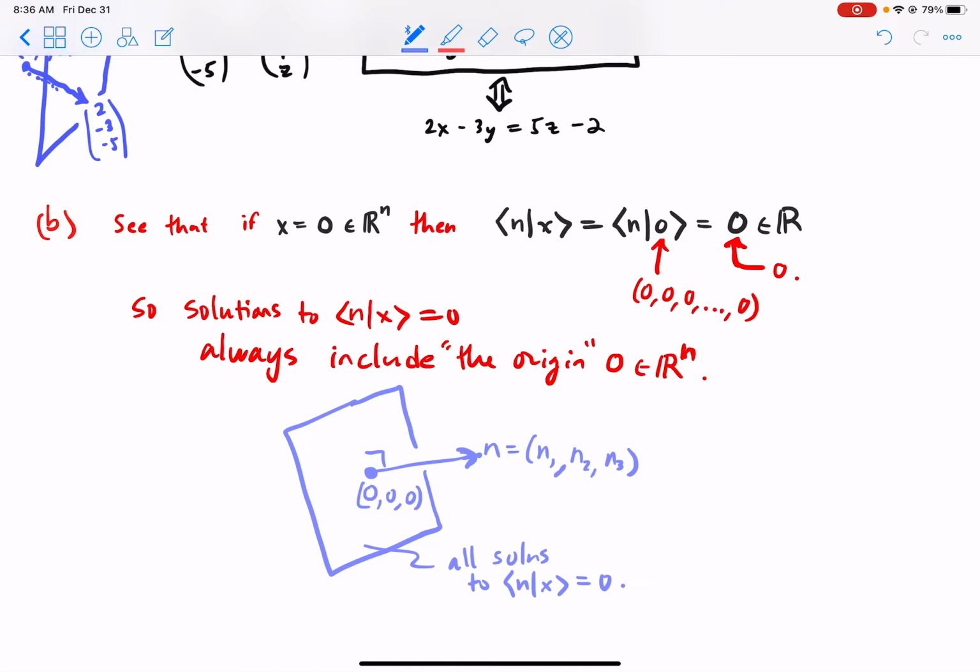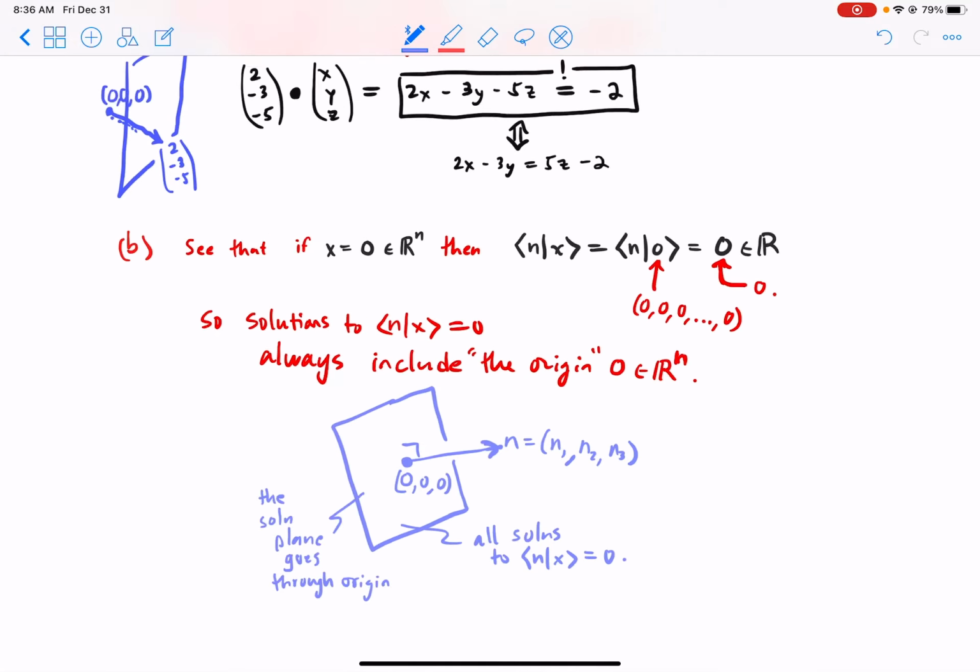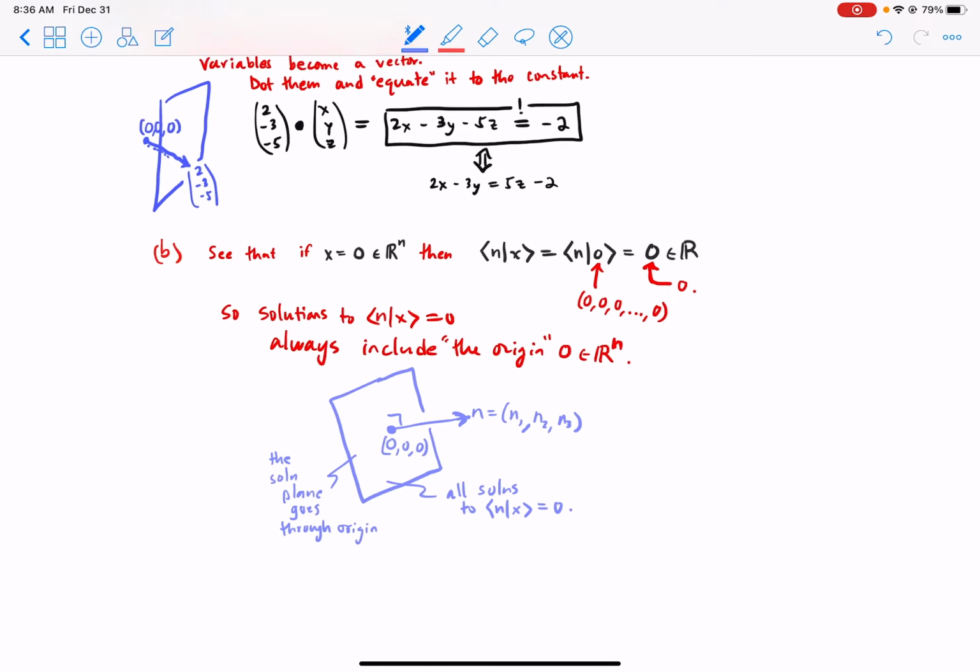They must include 0. So this plane goes through the origin. The solution plane goes through the origin. Okay, that's what it means.